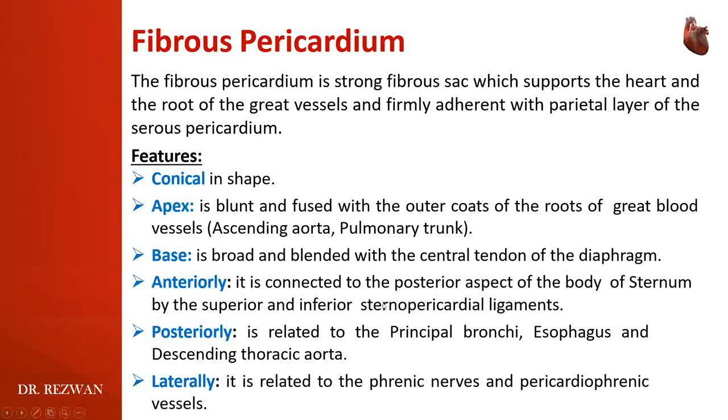Anteriorly, it is connected to the posterior aspect of the body of the sternum by the superior and inferior sternopericardial ligaments, just what I said before. Posteriorly, it is related to the principal bronchi, esophagus and the descending thoracic aorta. Laterally, it is related to the phrenic nerves and the pericardiophrenic vessels.